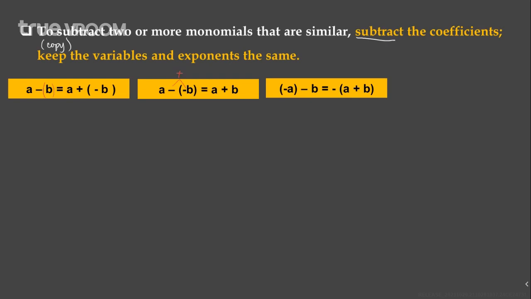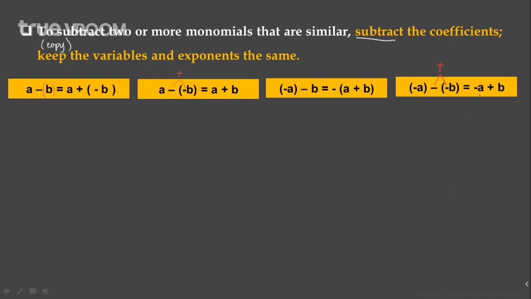So later we will have examples about these rules. Next, how about if the two numbers are both negative and you are going to subtract? Of course, just follow the rules. Negative times negative is positive.